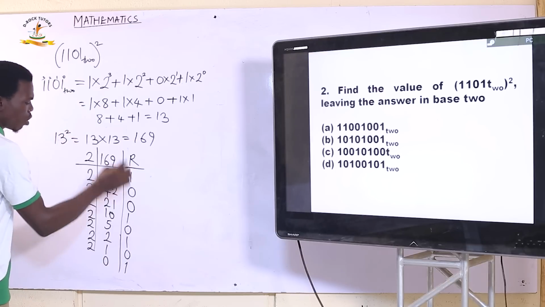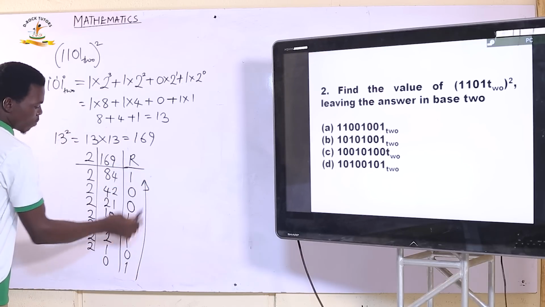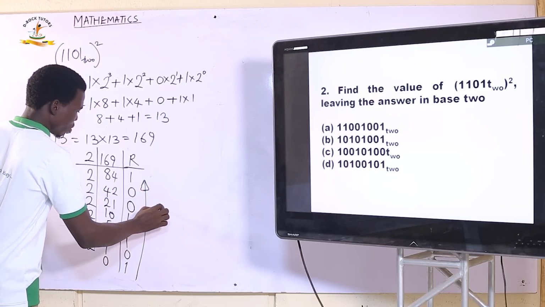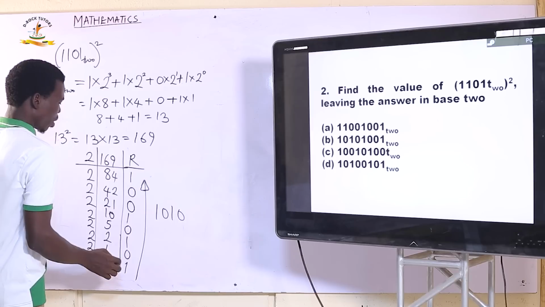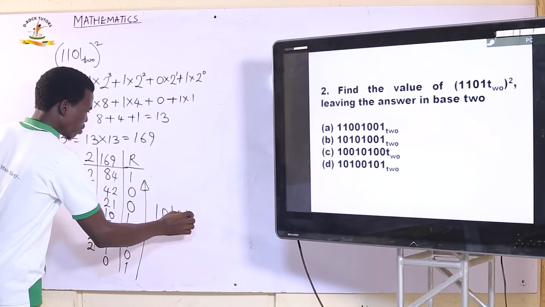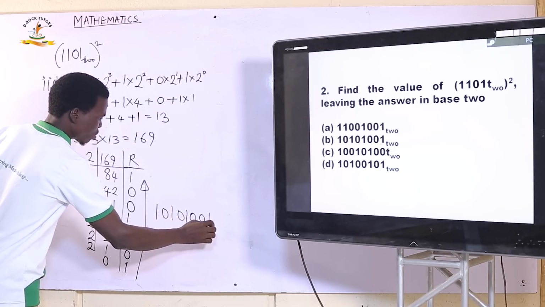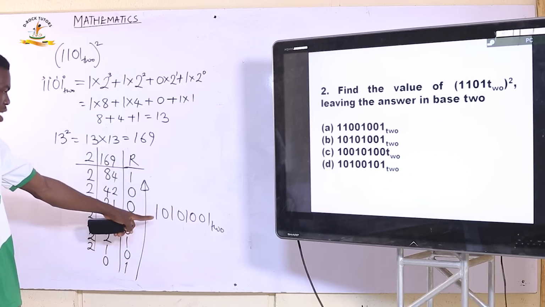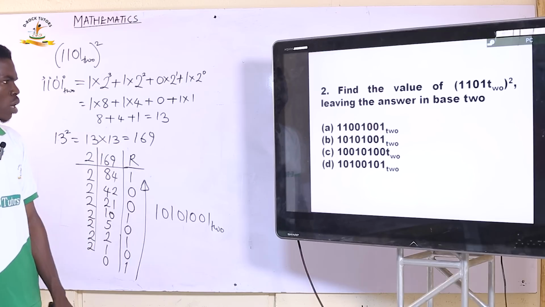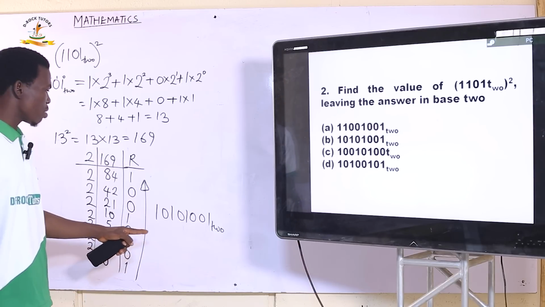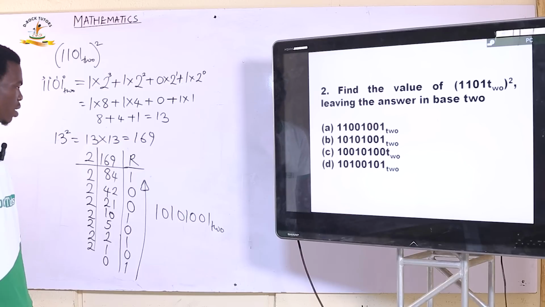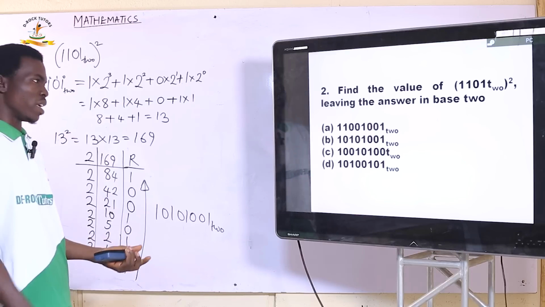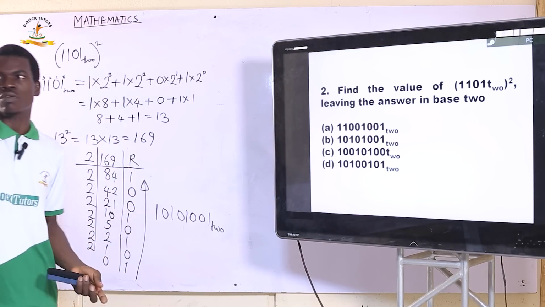So we're going to write them out from bottom up. So we're going to write the numbers and it's going to be 1 0 1 0 1 0 0 1 in base 2. So let's go to our options and see which one coincides or has exactly this. So 1 0 1 1 0 1 0 1 0 1 0 0 1, and that is obviously going to be option B. So our option for this question 2 is option B.